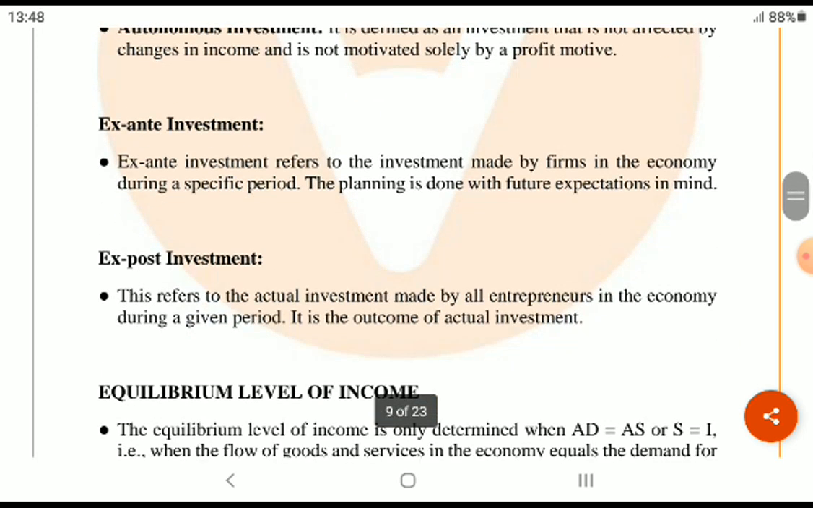Next is ex ante investment. Ex ante investment refers to an investment made by firms in the economy during a specific period. The planning is done with future expectation in mind. Next is ex post investment. This refers to the actual investment made by all entrepreneurs in the economy during a given period. It is the outcome of actual investment.